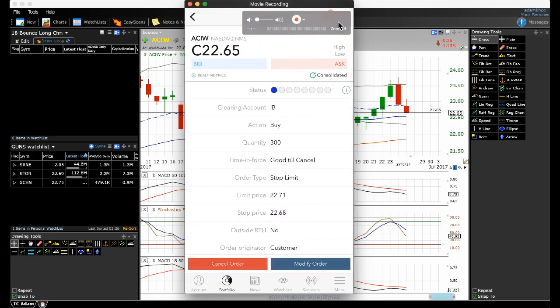It will buy 300 shares of ACIW if the price goes up, right? Currently the price is 22.65. If it goes to 22.68, it will buy at the market price, but no higher than 22.71. And once it is bought, I've got my stop loss and my target price in place to sell at a profit or sell at a loss, depending on where the price goes.